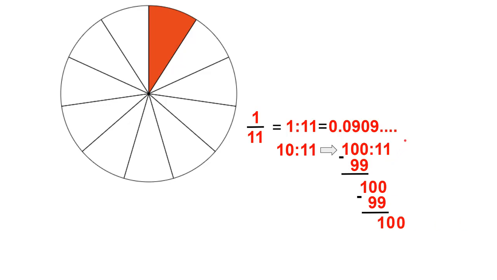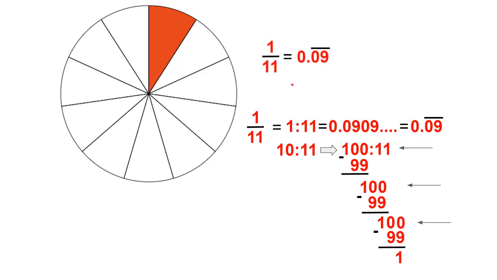So I think you got the point by now. So we write it like this: 0.0909. So in this case, 2 digits are recurring, both the 0 and the 9. This is how you mark it. You put the recurring sign over the repeating digits. And we get that 1 over 11 is 0.09, where the 0 and 9 are recurring.